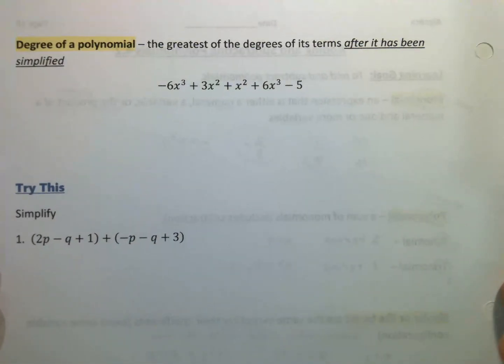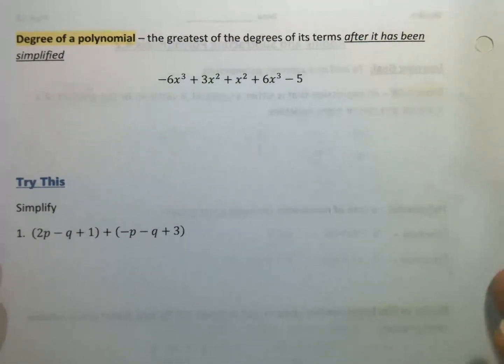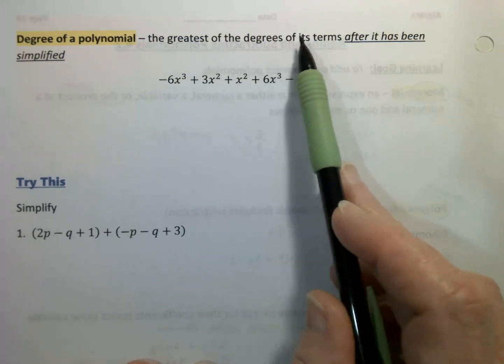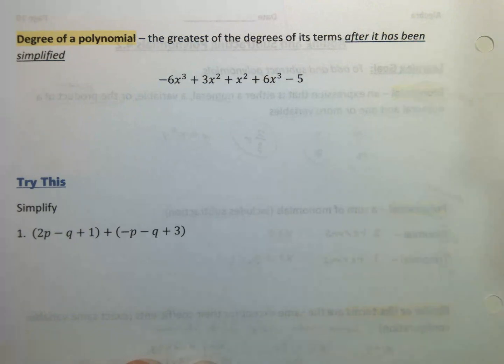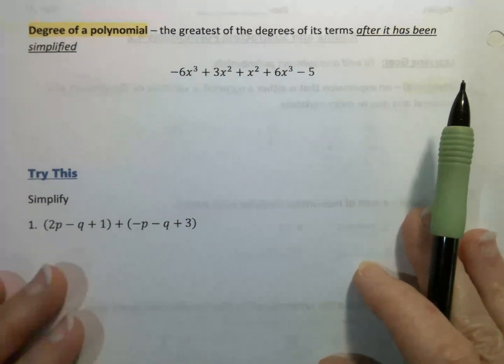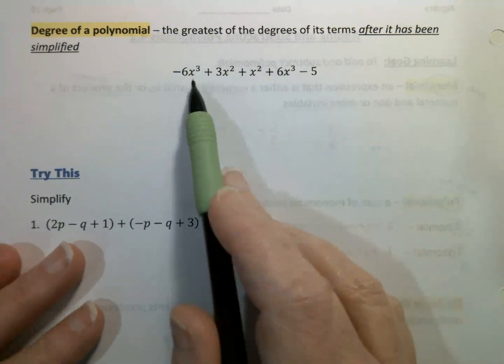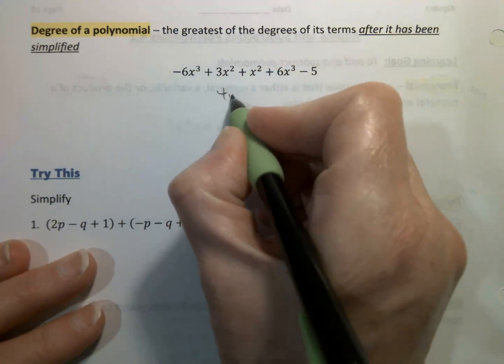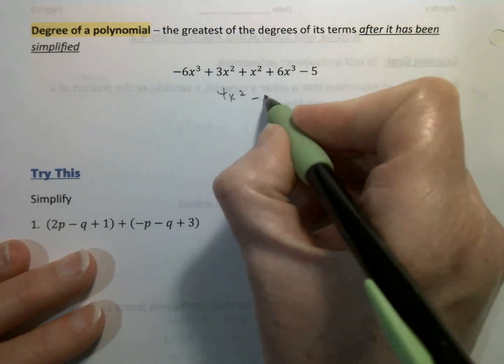Okay, so then we have, fun, the degree of a polynomial. So the degree of a polynomial is the greatest of the degrees of its terms after it has been simplified. And this is the key. Simplify it first before you try to figure out what its degree is. So if we look at this, this is what I had on the other side of the paper. And we said that this simplified to 4x squared minus 5.